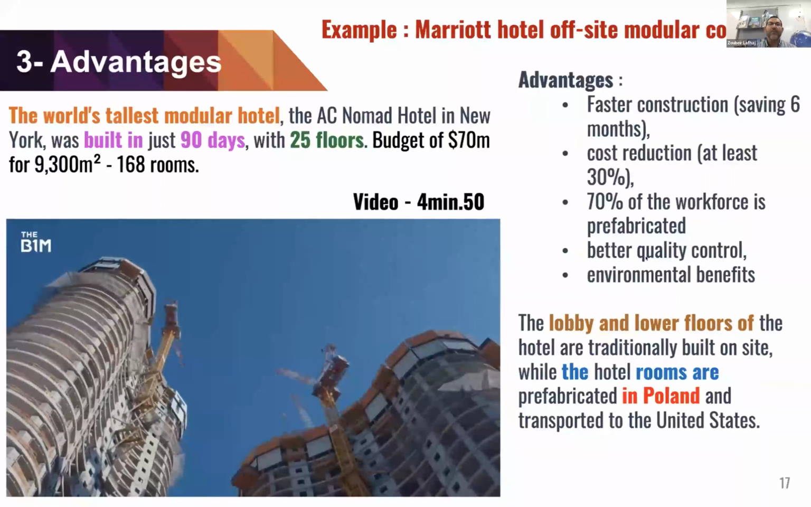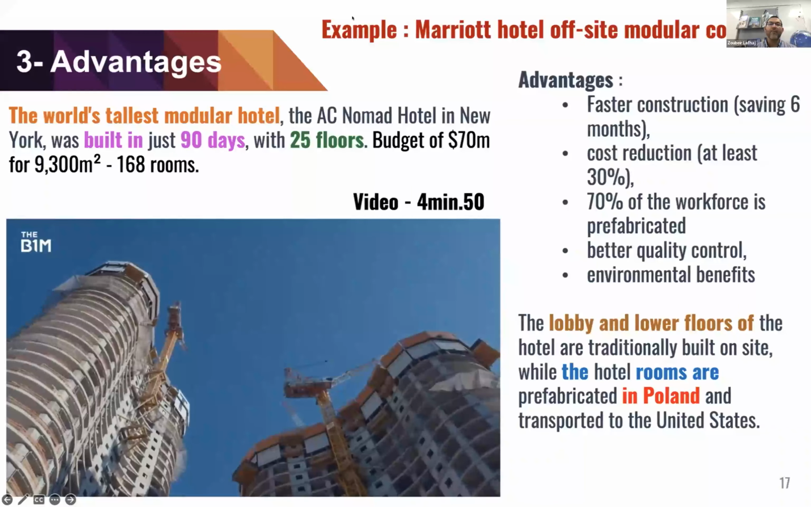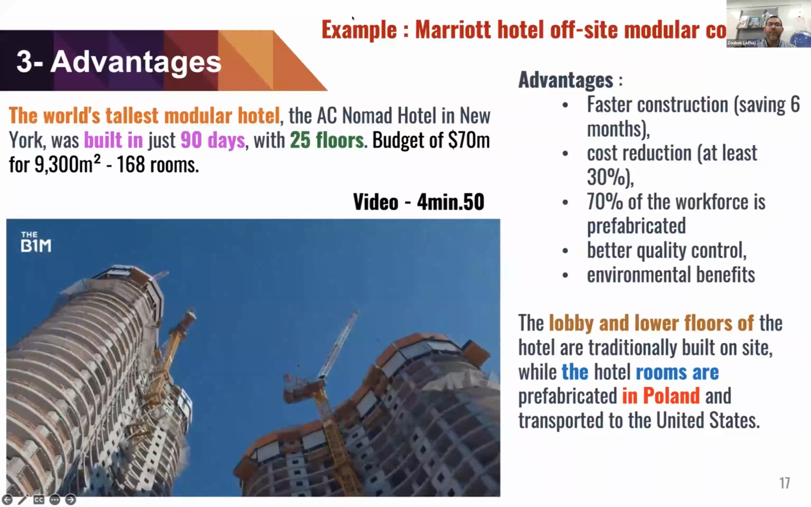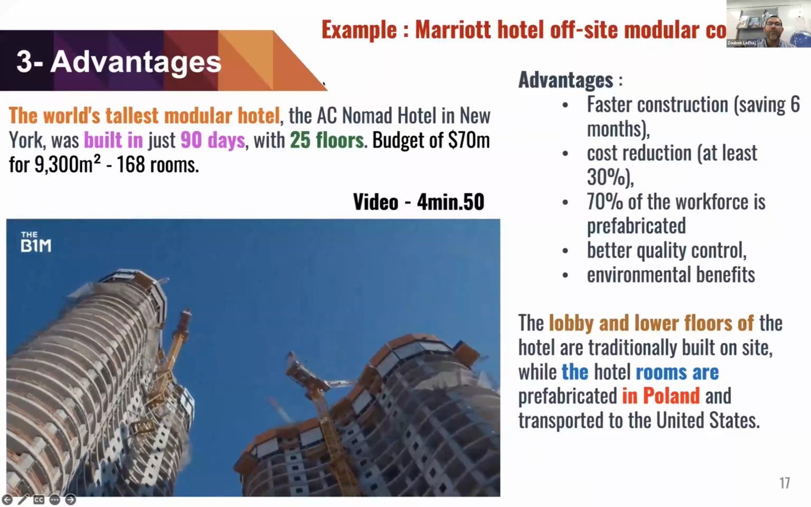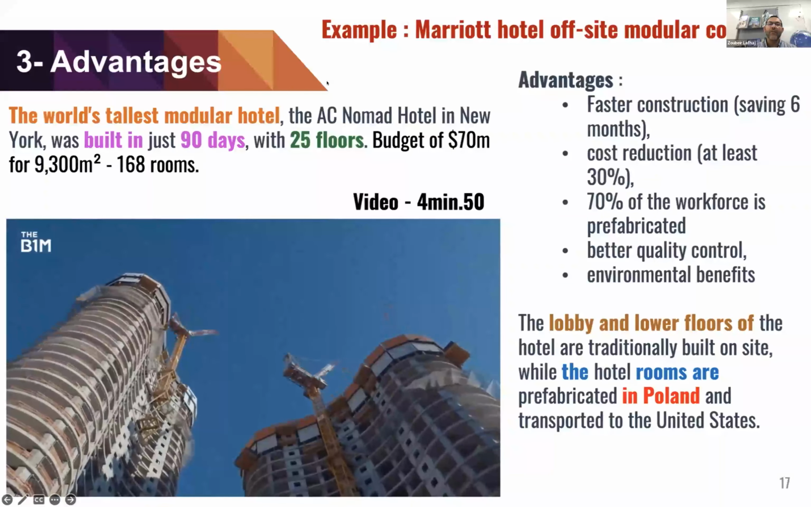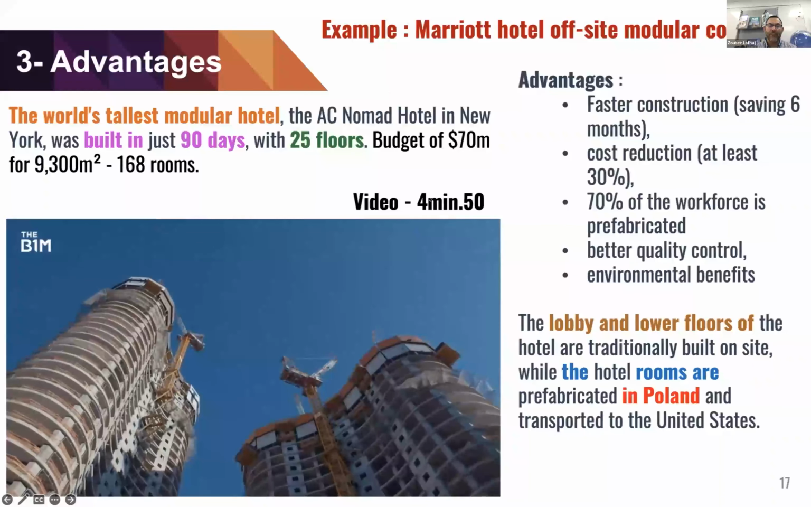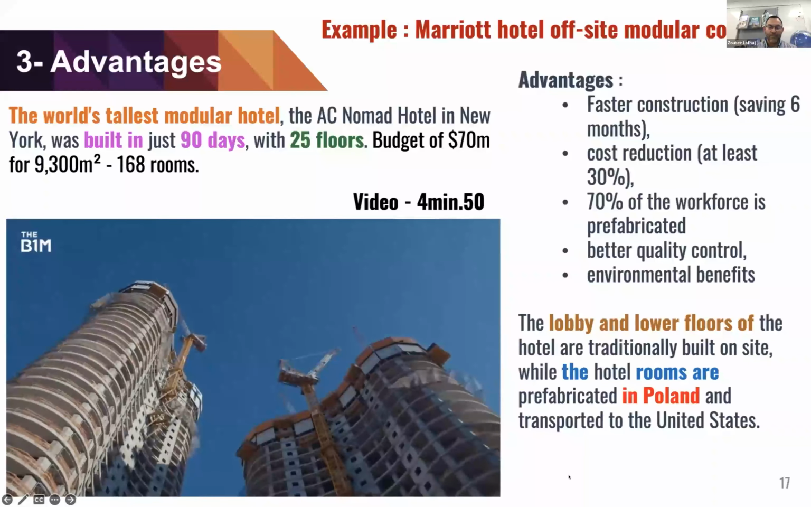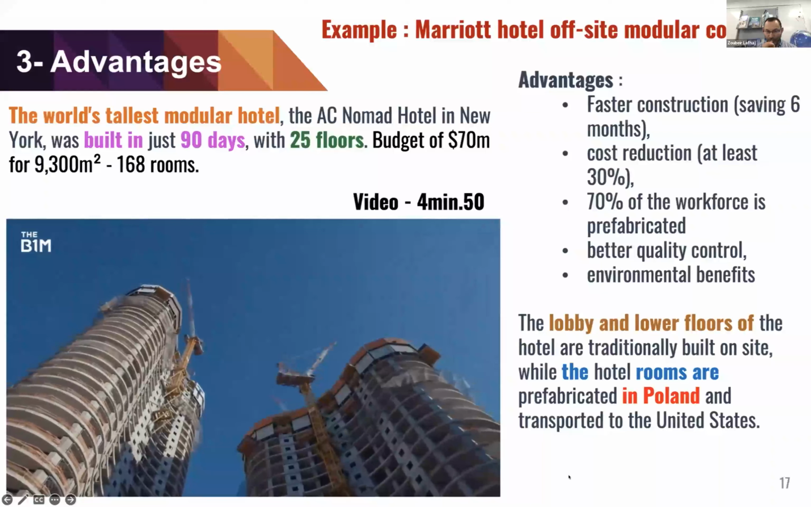While comparable structures would typically cost in excess of $100 million when built with traditional construction methods, the AC Nomad will cost just $70 million to build, even with the costs of factory manufacture and transportation accounted for.